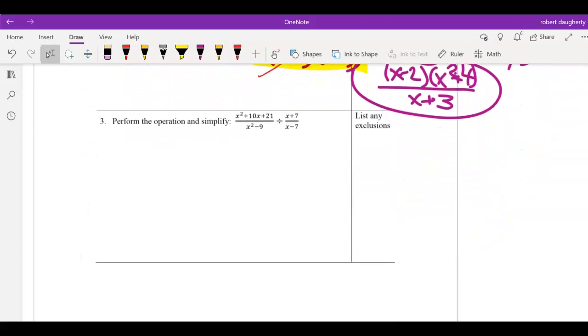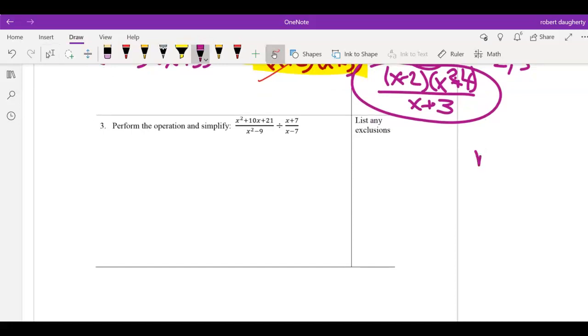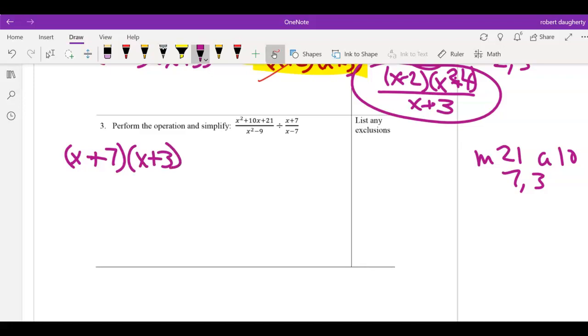Perform the operation and simplify. So let's look at that first thing, the 21. Are there numbers that multiply to 21 and add to give me a 10? That's a 7 and a 3. So this can be written as x plus 7, x plus 3, divided by, that's the difference of two squares, x minus 3, x plus 3.